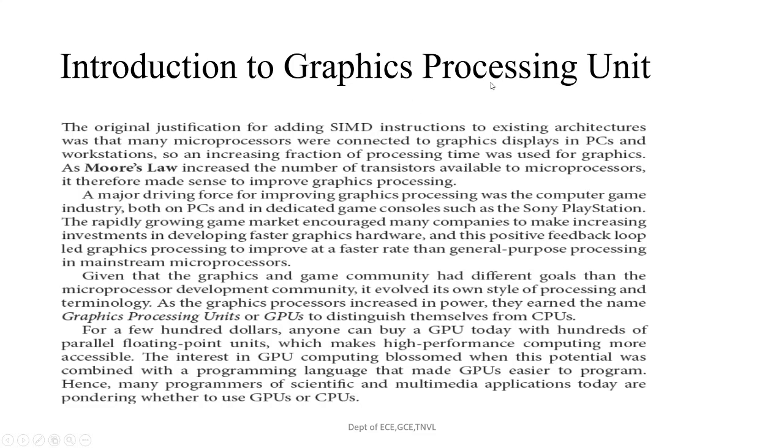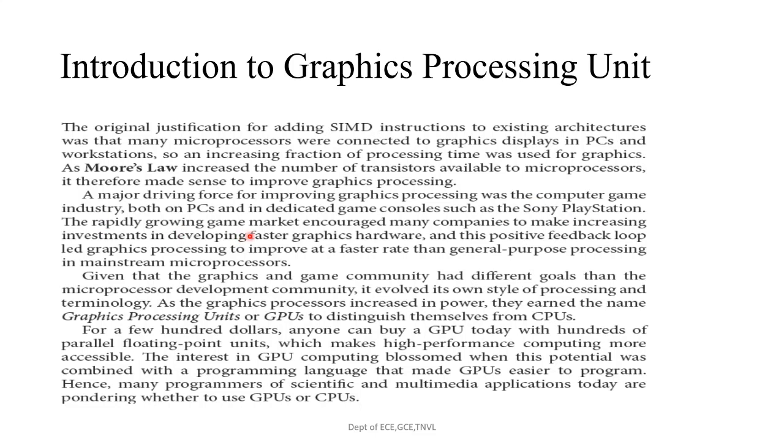The introduction to graphics processing unit is that the original justification for adding SIMD instructions to existing architectures was that many microprocessors were connected to graphics displays in PCs and workstations, so an increasing fraction of processing time was used for graphics. As Moore's law increased the number of transistors available to microprocessors, it therefore made sense to improve this graphics processing. A major driving force for improving graphics processing was the computer game industry, both on PCs and in dedicated game consoles such as the Sony PlayStation.